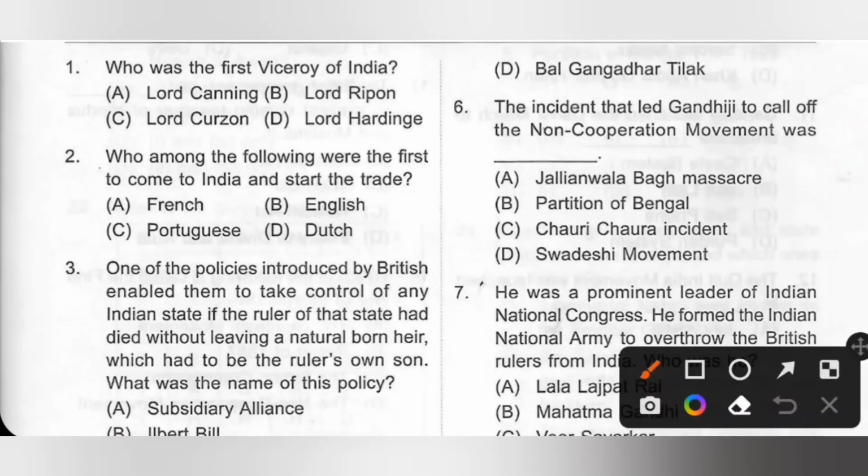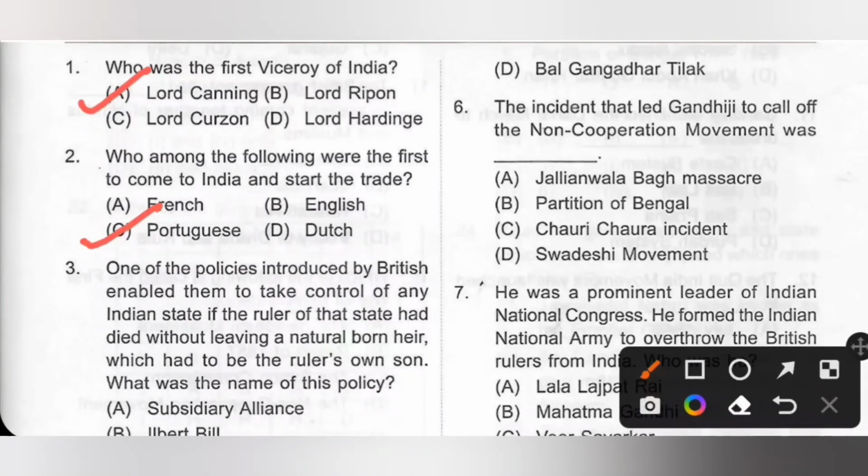First one, who was the first Viceroy of India? Option A, Lord Canning, B, Lord Ripon, C, Lord Curzon, D, Lord Hardinge. So option A, Lord Canning was the first Viceroy of India. Second one, who among the following were the first to come to India and start the trade? A, French, B, English, C, Portuguese, D, Dutch. So the Portuguese were the first to come to Calicut and start trading with India. So option C is the correct answer.